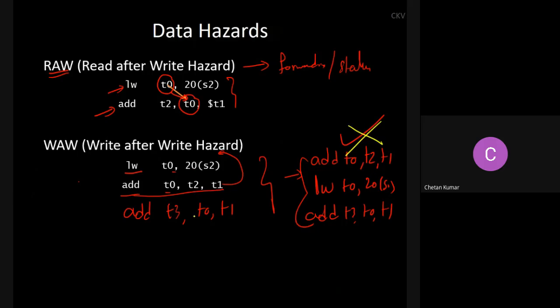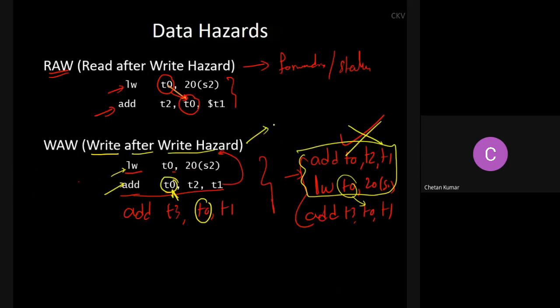If this is your normal order, the T0 value should come from the result of the add instruction. But if I execute instructions out of order like this, I'm getting a value which is coming from the load, which will create a problem. In this case, we call it write after write. This is a hazard where this instruction cannot be executed before the load because the write order has to be maintained.